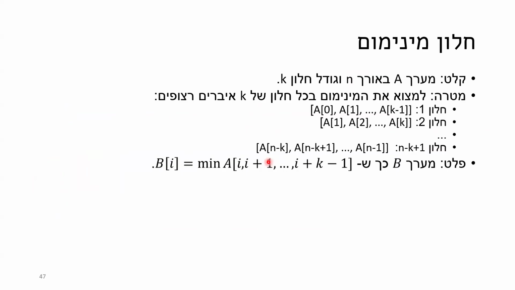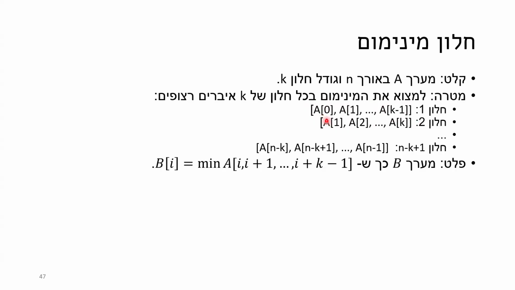All right, last question for amortized analysis for today. Minimum window. So the problem is as such. We have input, we have an array A, the size of n, and we have window size of k. Our goal is to find the minimum in each window of k consecutive elements. So our first window would be A0, our first element, until A of k minus 1. The size of this window is k, and we want the minimum of all of these elements.